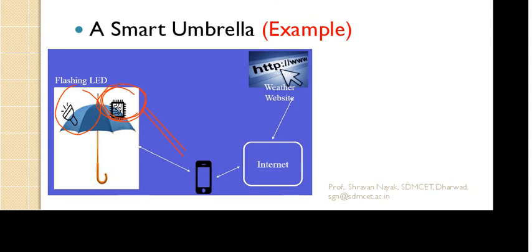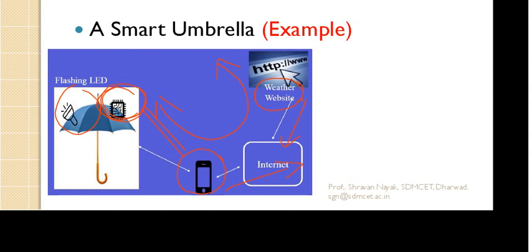Now see, this umbrella is communicating with your mobile phone. From the mobile phone you have the internet. The internet is connected to the weather website, or rather a weather website is a part of the internet. In this way you have all the information flowing between your weather website and your umbrella. How do you materialize it? That is a different thing.